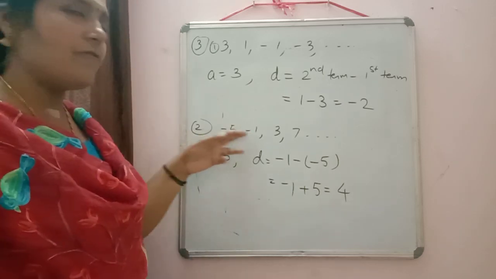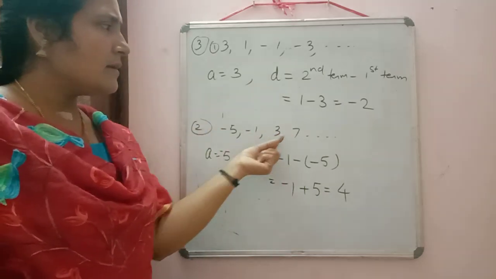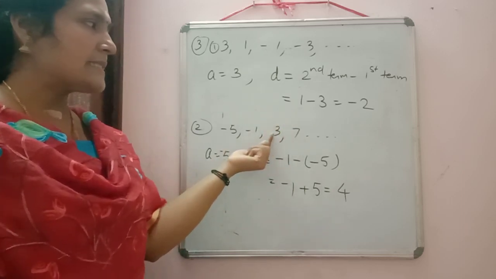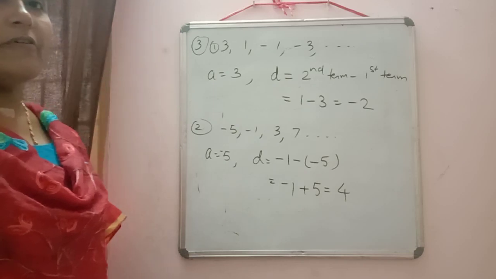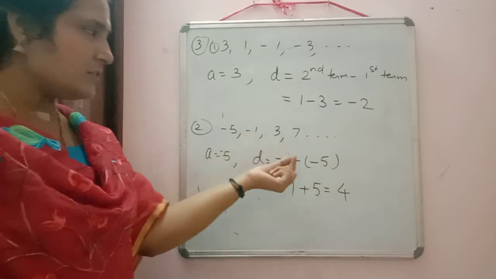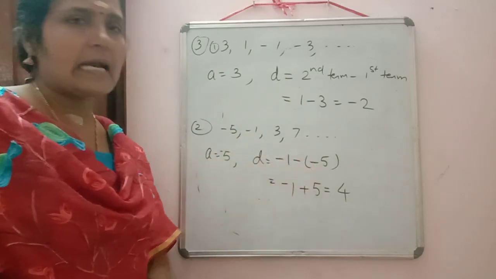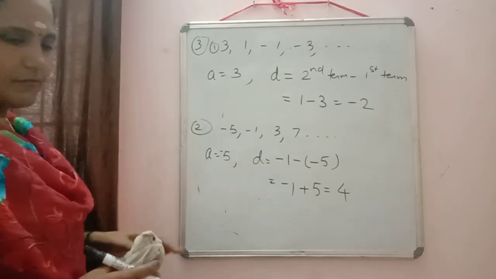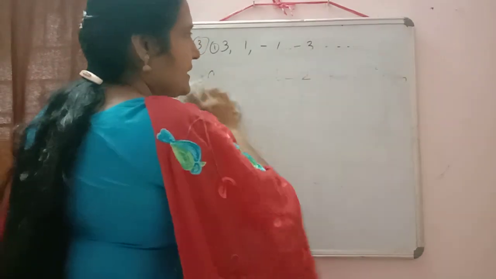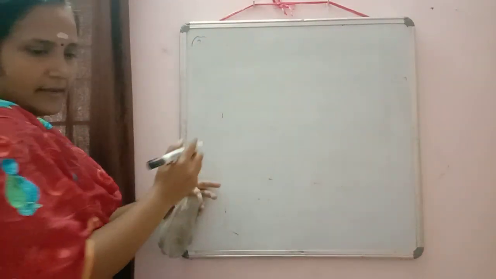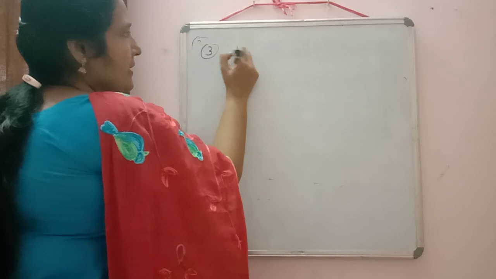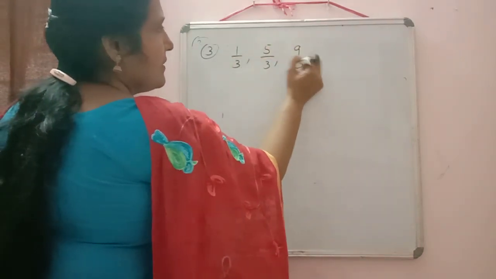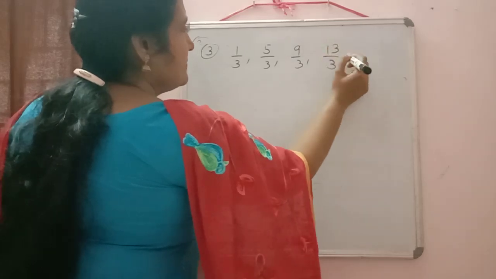Not necessary that you have to do it here. If you check here, this subtraction is easy for you, then you can do this one. D will be equal to 7 minus 3 equal to 4. This one I explained just to make your concept more clear. Okay. Next one is 1 by 3. Please write down the question. 1 by 3, 5 by 3, 9 by 3, 13 by 3.